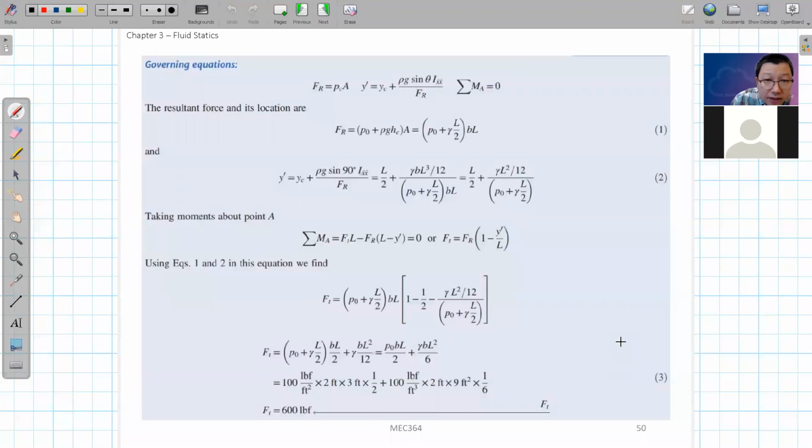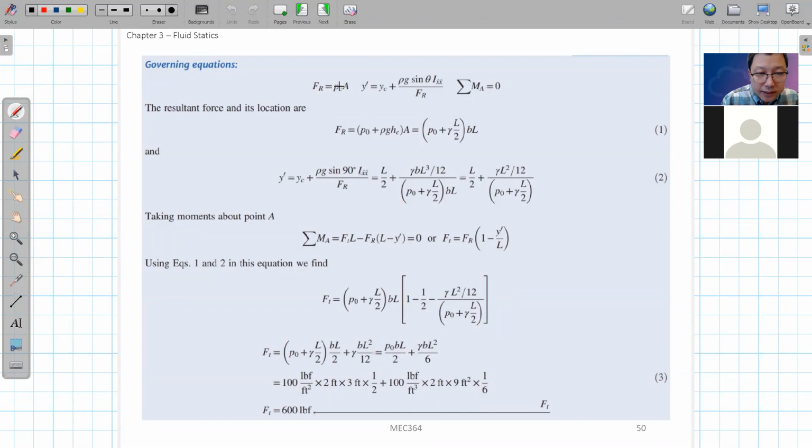And first, we calculate F_R, okay? F_R can be equal to P_C times A. Here, I think we use the second method, from this centroid method, the centroid moment area method. What is P_C? P_C is the absolute pressure at the centroid of this gate, right?